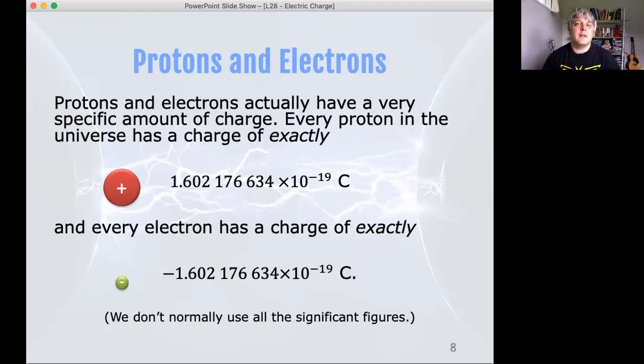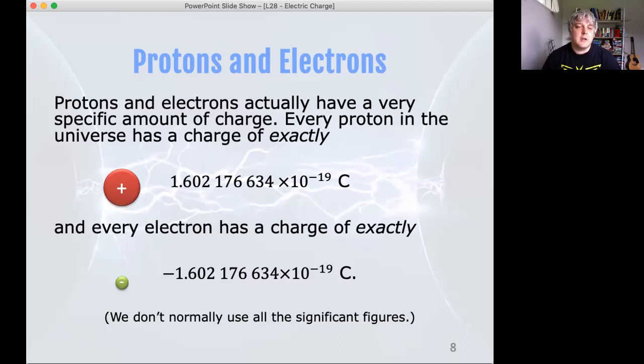Every proton in the universe has that exact charge. Every electron in the universe has exactly the negative charge that's the same magnitude. So negative 1.602176634 times 10 to the negative 19 coulombs. Every electron in the universe, full stop. That's it. No ambiguity, no uncertainty.